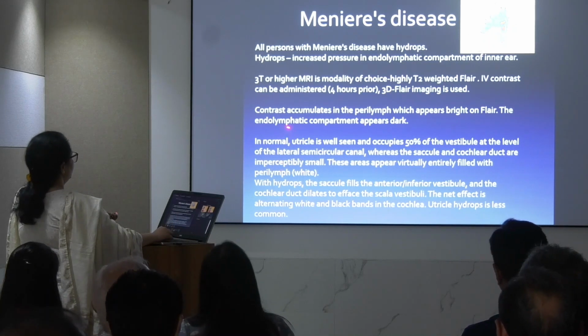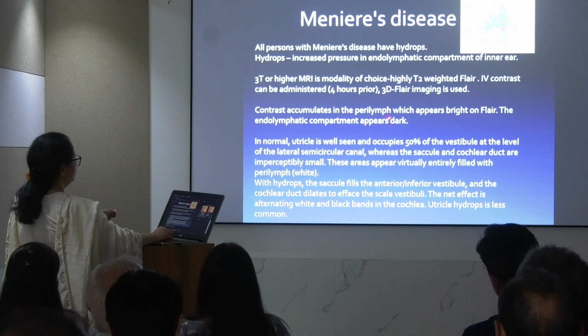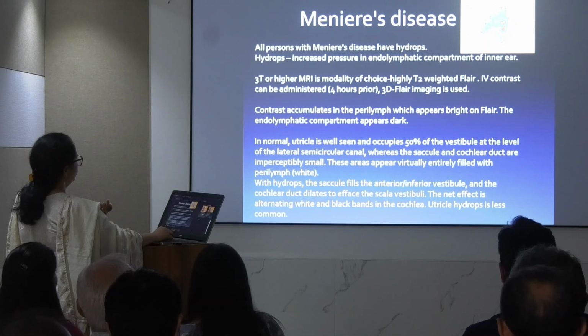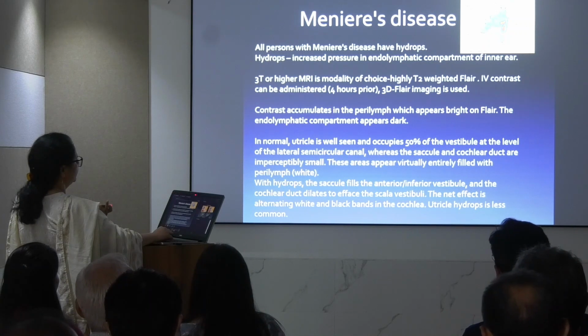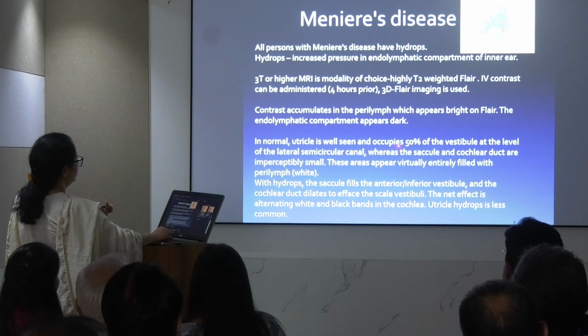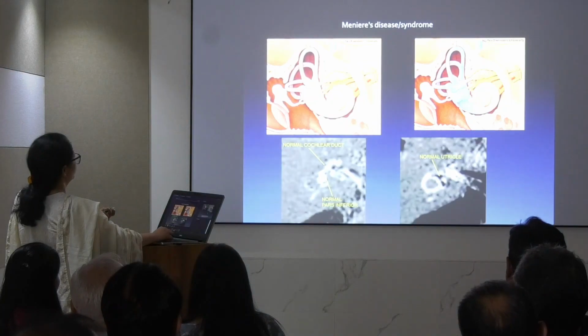So what happens is the normal saccule is seen and occupies around 50% of the vestibule. But as the hydrops progresses, the saccule fills up almost the whole vestibule, and the cochlear duct dilates. So the net effect is alternate white and black bands, which I will show you.